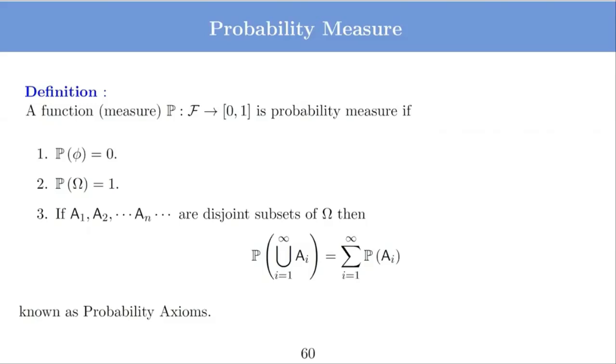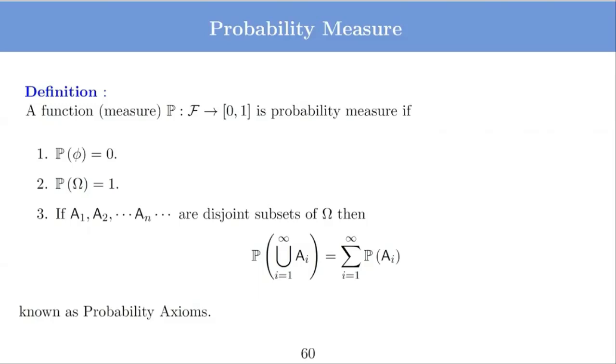Okay, so the value can be the function value, the measure value would be between 0 to 1, including 0 and 1. So P is a probability measure if probability of phi is 0, that is same as measure. Probability of capital omega is 1. It means the probability of the complete sample space should be 1.